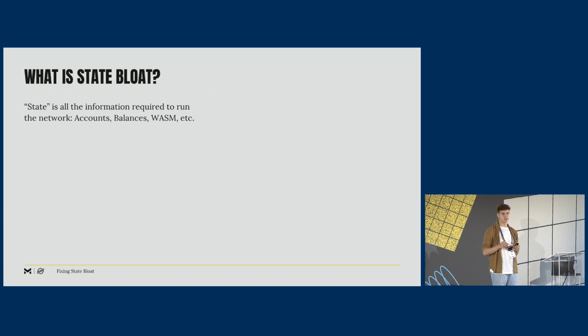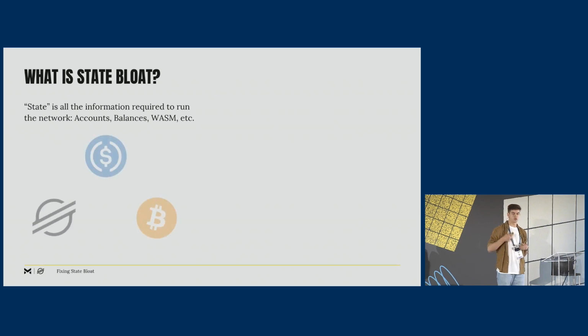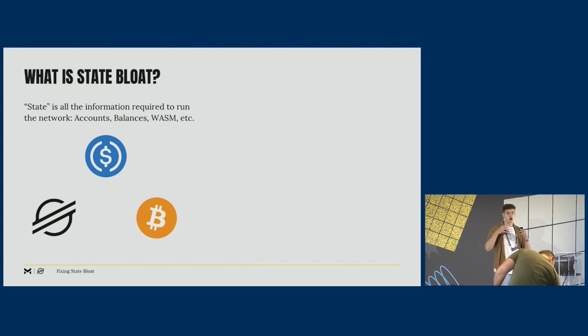First, let's define state. On a validator, it must store all the information of the network. These include things such as trust lines, balances, accounts, contract code, smart contract instances, all that information that validators need to make the network run. All validators must store this locally on their system.